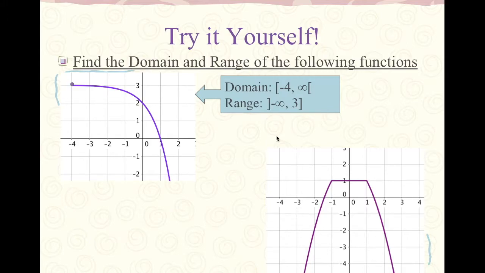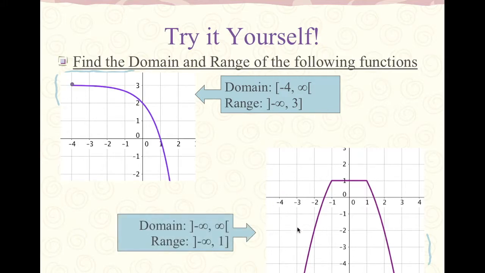So negative infinity to 3. And in this one here, your domain, well, I don't know where it stops or ends if I look at my x-axis, so it's from negative infinity to infinity. And my range, well, I don't know where it starts, but I know that it ends at 1. So it'll be from open bracket negative infinity to closed bracket 1.